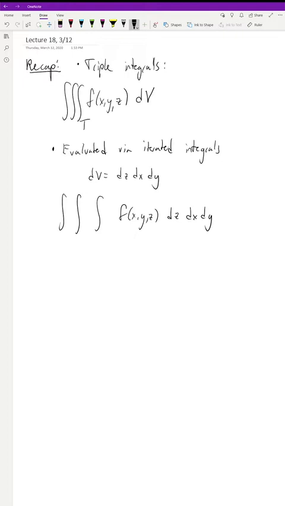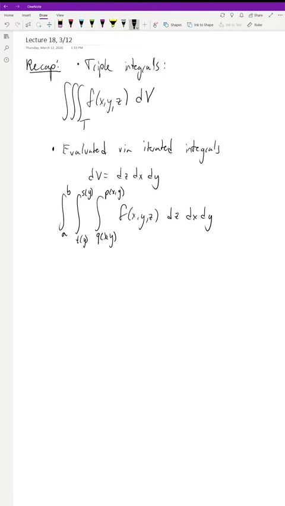If your dz integral is the first one, then your bounds can in general depend on the outer two variables of integration. The next one in this case is dx, so there's nothing stopping our x bounds from depending on y, because y will eventually be integrated out. And then finally, our y bounds can only really be numbers.